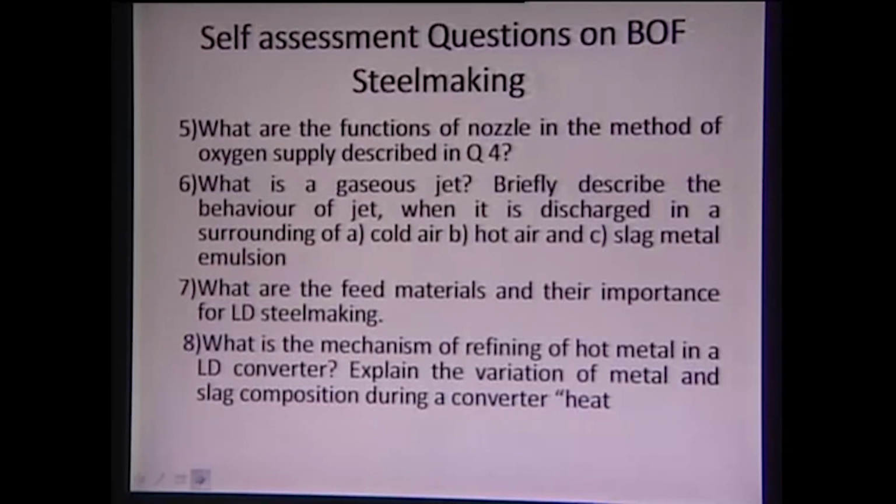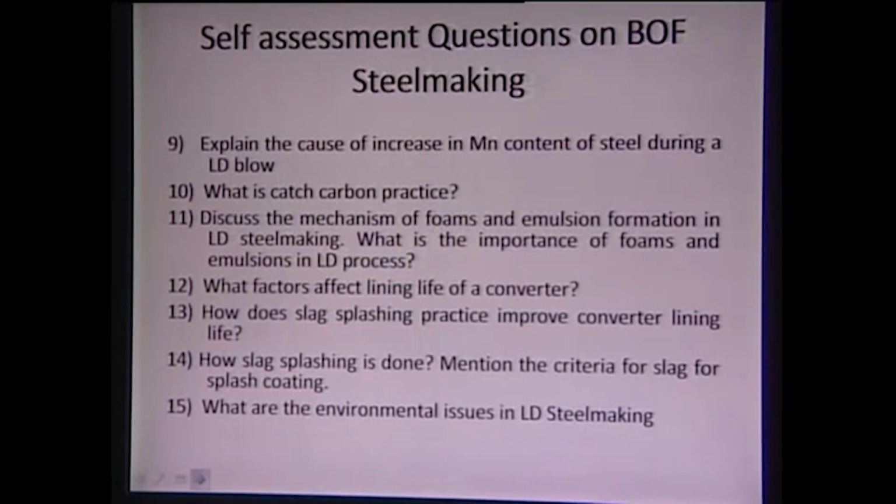8, what is the mechanism of refining of hot metal in the LD converter? You recall I have superimposed the lance profile with the physico-chemical interaction between the jet and bath. We can bring it over here. Question 9, explain the cause of increase in manganese. 10, what is slag carbon practice? 11, discuss the mechanism of foam and emulsion formation in LD steel making. This I have also already described. 12, what factors affect lining life? And 13, 14 and 15 address the different technologies available for repairing of the lining.